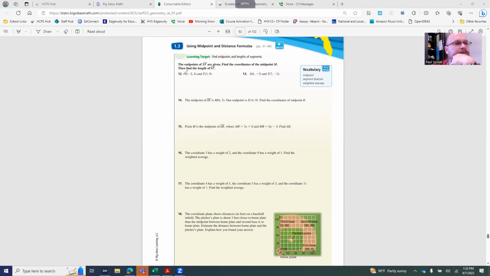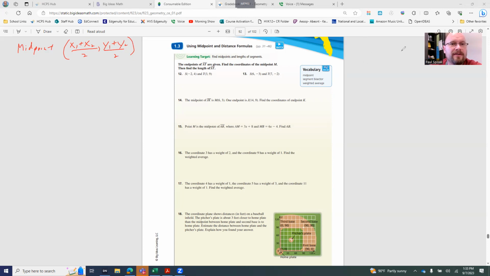On number 12, we're using the distance and midpoint formulas. So first, let's write down those two formulas. Our midpoint formula is x1 plus x2 divided by 2, again, the average of the x's, then y1 plus y2 divided by 2, the average of the y's. This is on our reference sheet, so you can use our reference sheet to do that.